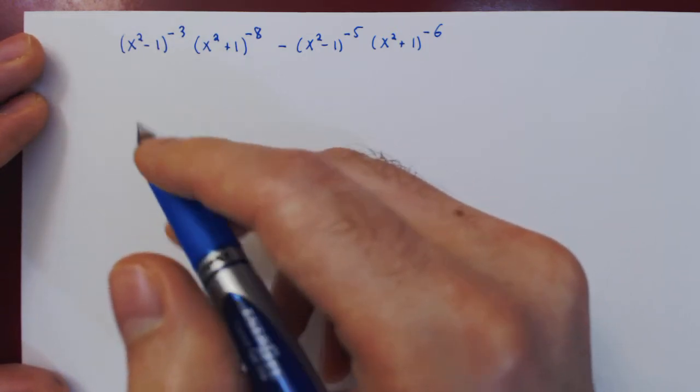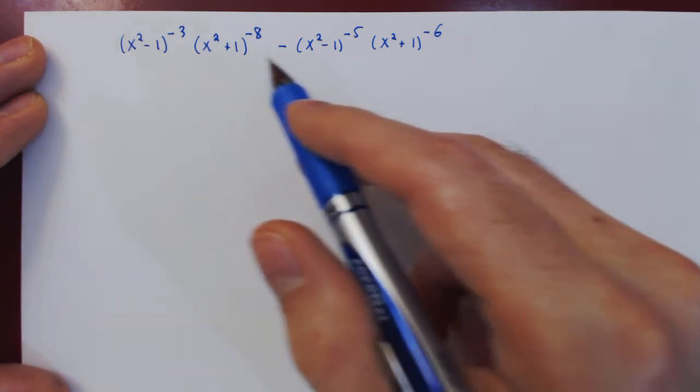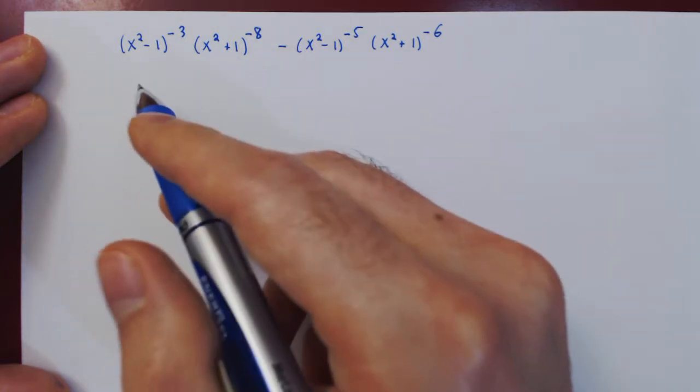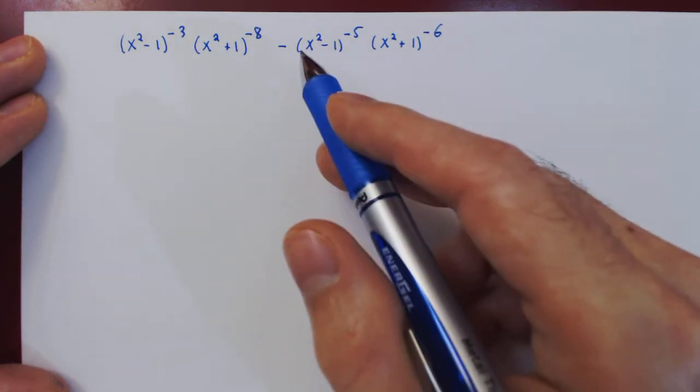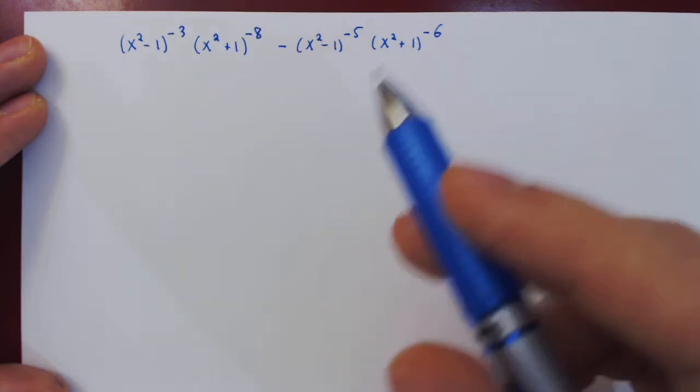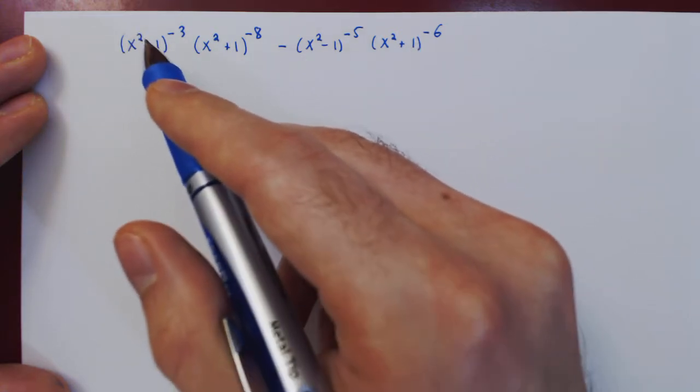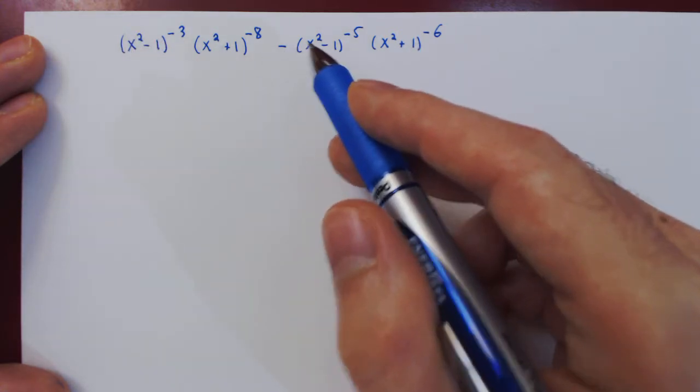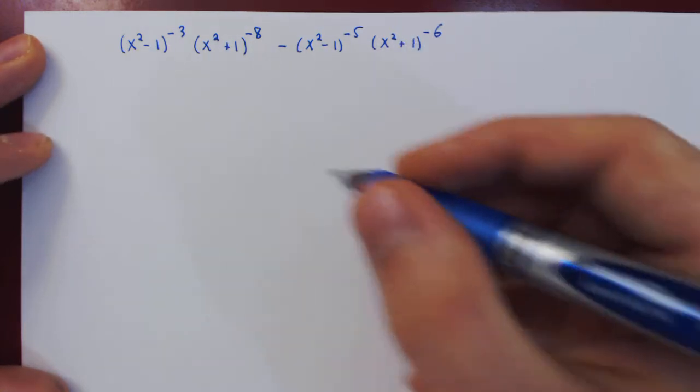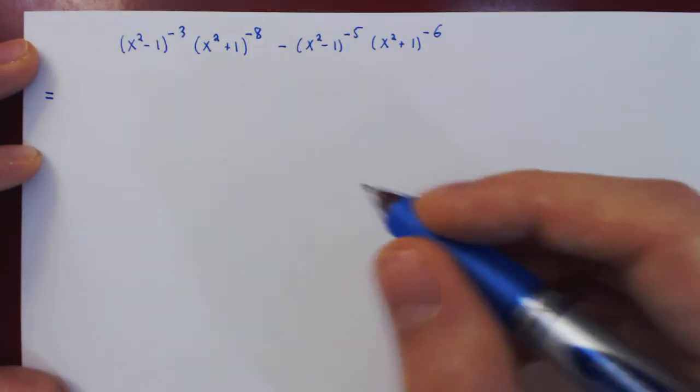Okay, so in this video, we will factor this given expression as much as possible. So we have a difference of two terms that are factored completely, and there are two common terms, x squared minus 1 and x squared plus 1. So let's factor as much as we can.